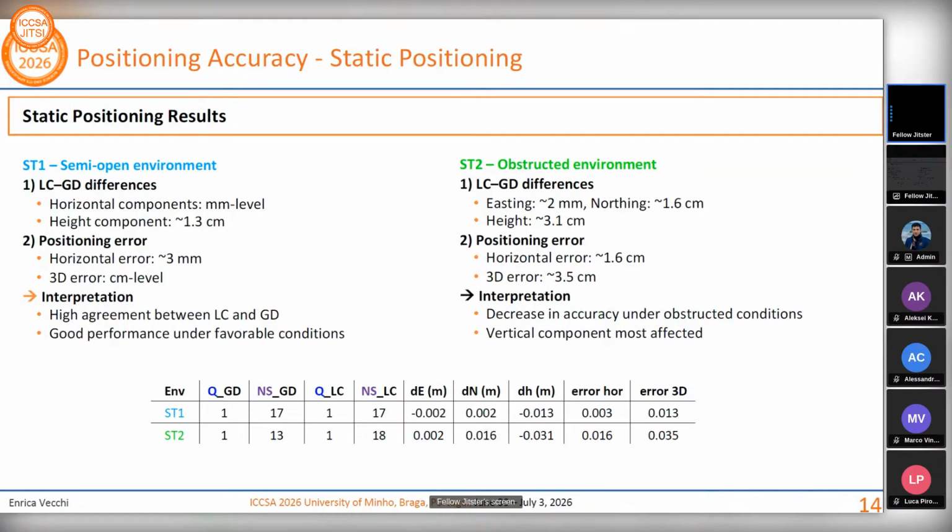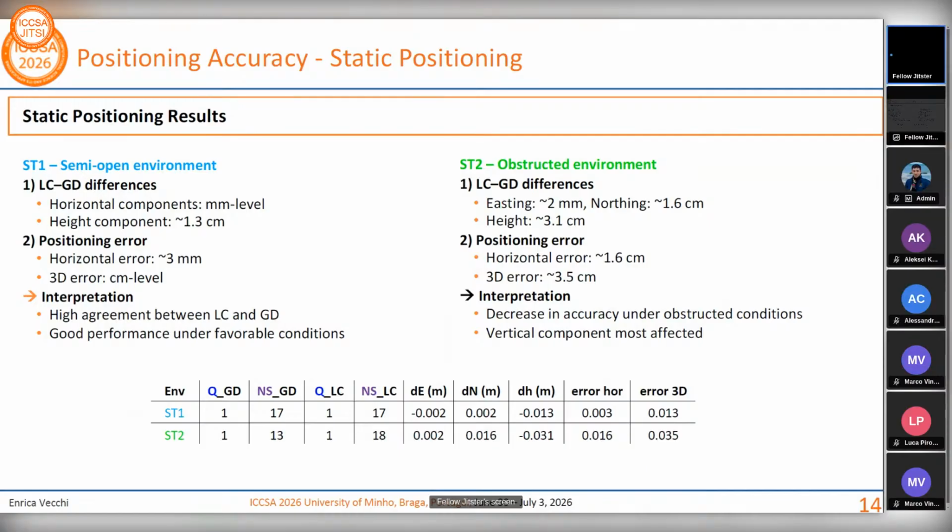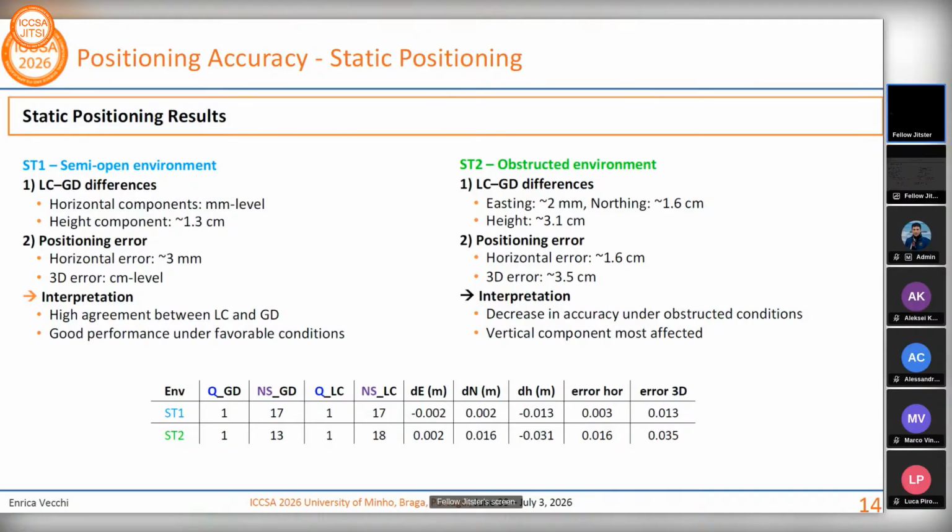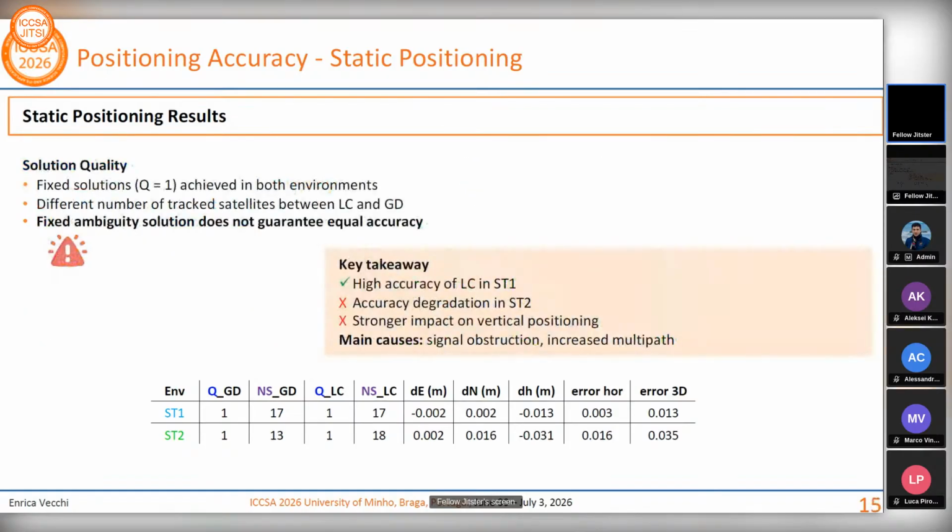Things change in the obstructed environment. We have the northern component that reaches the 1 centimeter level. Also, the height component increased by 3 times, and the same for the horizontal error and the 3D error. So we have a decrease in accuracy in the obstructed conditions, and the vertical component is always the most affected.